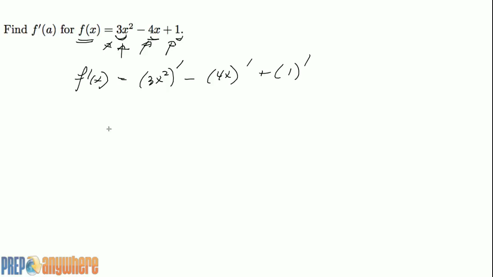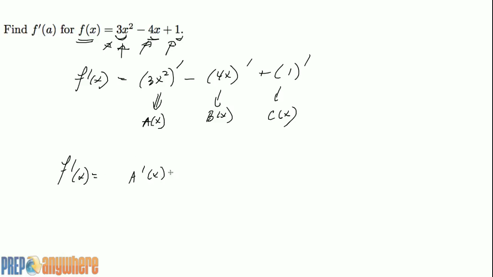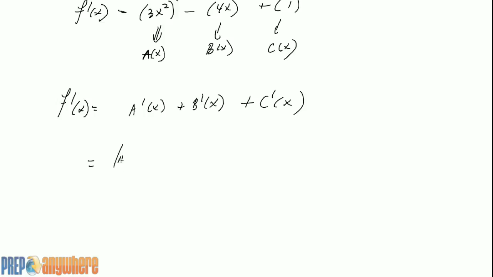So what I mean by that here is, let me call that right there a at x. Let me call this b at x. Let me call that c at x. So f prime at x is the same thing as a prime at x plus b prime at x plus c prime at x. Okay, so a prime at x is the limit as h approaches 0, and we're talking about x plus h, right? a at x plus h minus a at x, all over h.